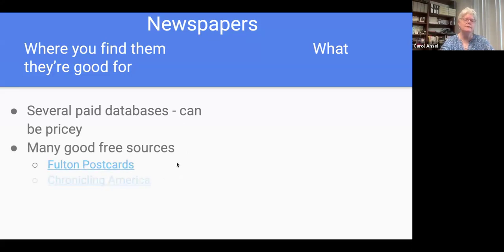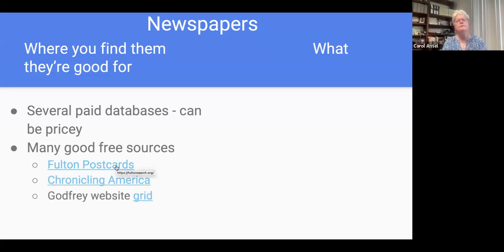Fulton Postcards. I don't know how many of you are familiar. We're not going to look at these today, but this is a guy, Tom Tryniski from Fulton, New York, who just made it his thing in life to digitize as many newspapers as he could. And he has more than the Library of Congress digitized at this point. Speaking of the Library of Congress, they have Chronicling America, and that's a great database of newspapers.